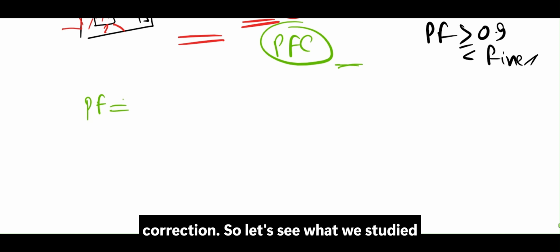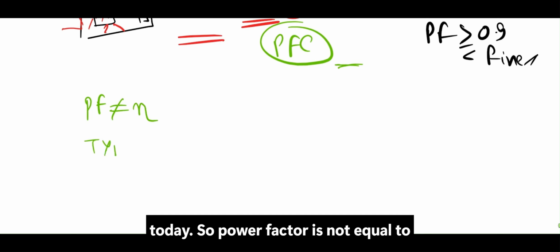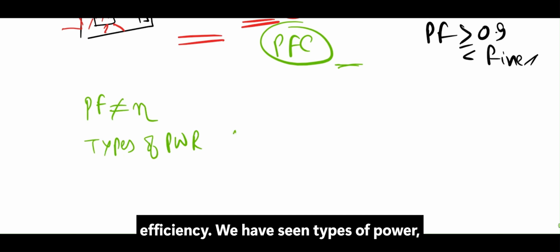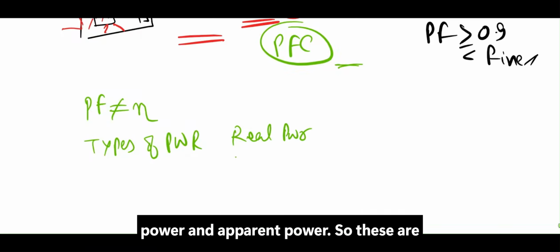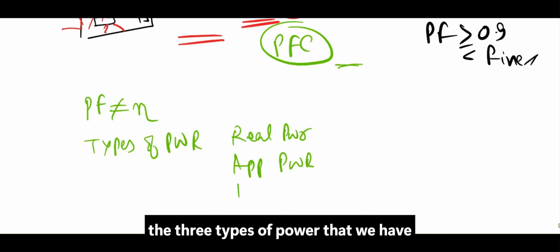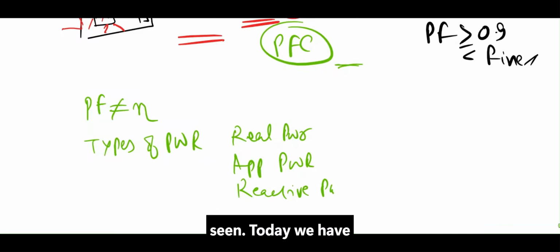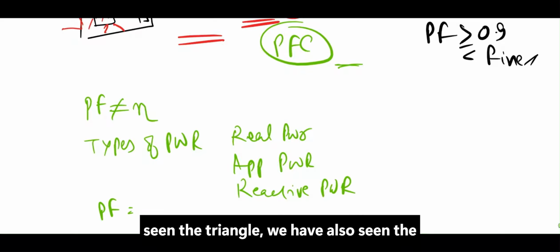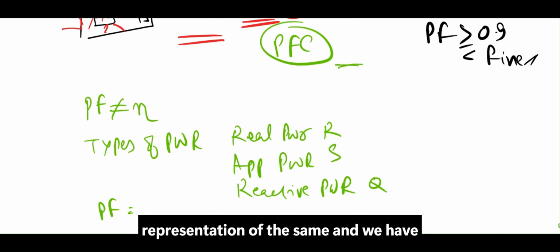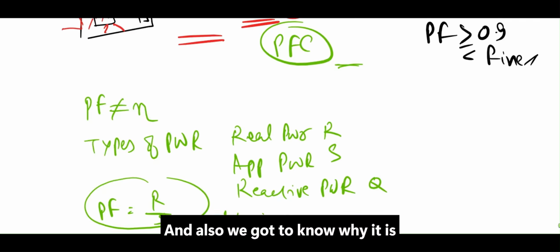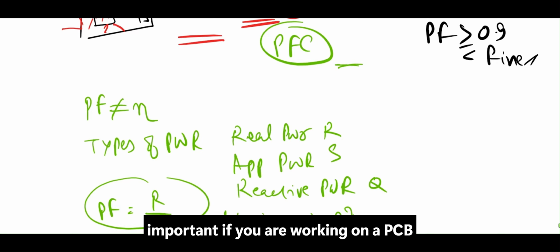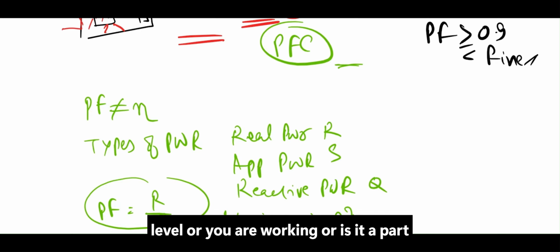So let's see what we studied today. Power factor is not equal to efficiency. We have seen the types of power: real power, reactive power, and apparent power. These are the three types of power we have seen. We have seen the power triangle, its representation, and the formula for the power factor. We also learned why it is important, whether you are working at the PCB level, or it is a part of your home or your industries. So this is all that we have learned.